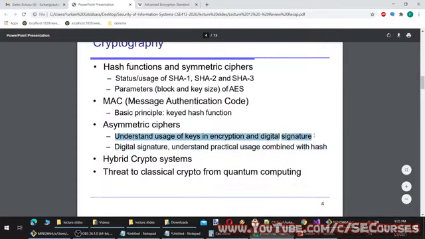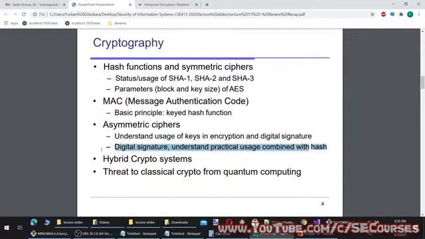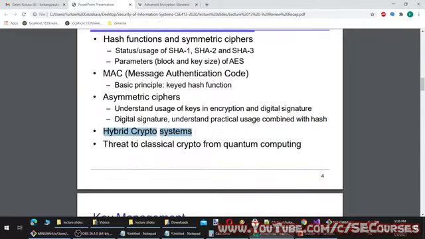Asymmetric ciphers. Understand usage of keys in encryption and digital signature. Digital signature, understand practical usage combined with hash. Hybrid crypto systems. Threat to classical crypto from quantum computing.